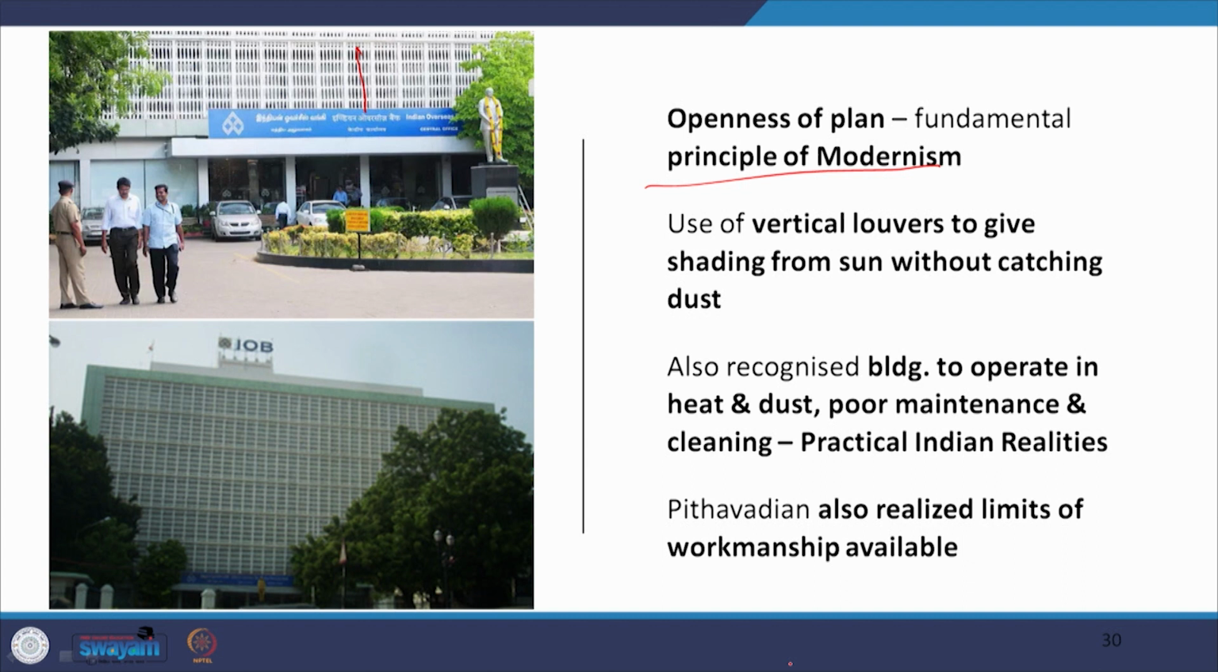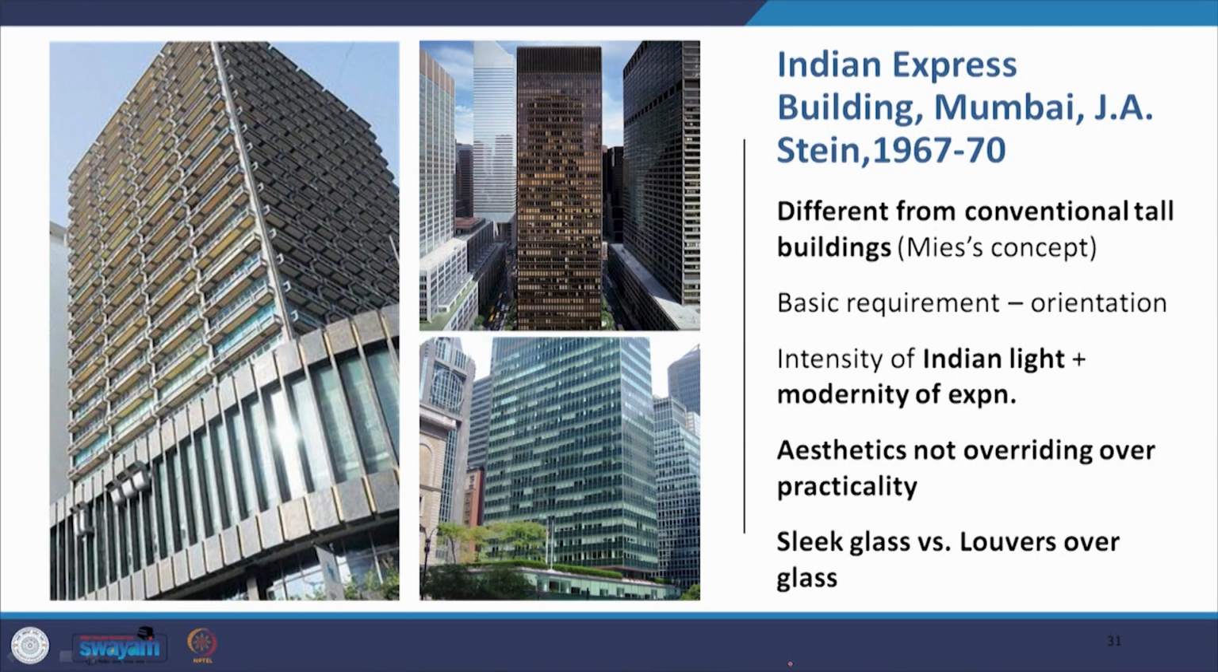There is going to be poor maintenance and more cleaning will be required, and therefore to prevent that dust from intruding into the building as much as it could, and also to cut off the direct sunlight, this kind of a very dense louver mechanism was used by Pitavadian, and he also realized the limitations of the workmanship that were available in India. So he designed his buildings around the existing Indian realities. He was not the only one. Even Corbusier, when he came to Chandigarh, recognized Indian realities and designed his buildings accordingly. And from the next presentation, we will be looking at the works of Corbusier.